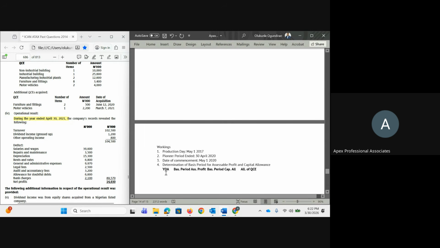Right. So the year of assessment is going to be 2022 because it's under the new rule, right? And it must be on preceding year basis, right? So it means we are going to start from the day of commencement for basis period of assessable profit. And so we say 1/5/2020, beg your pardon, to 30/4/2021. Does it make sense? Yes, sir. Remember, we said the basis period for profit.